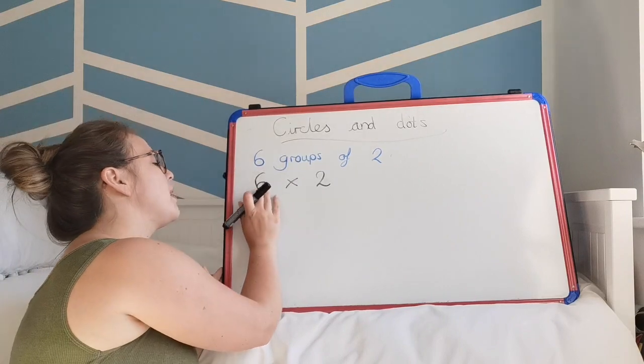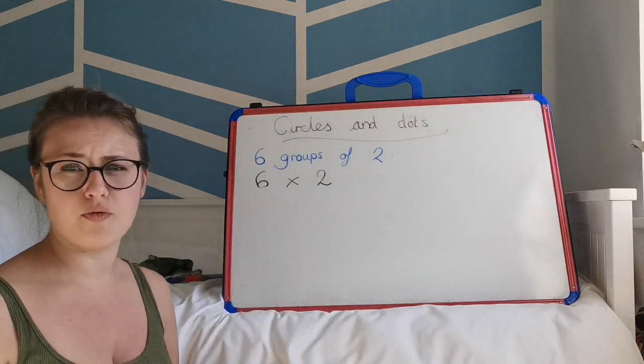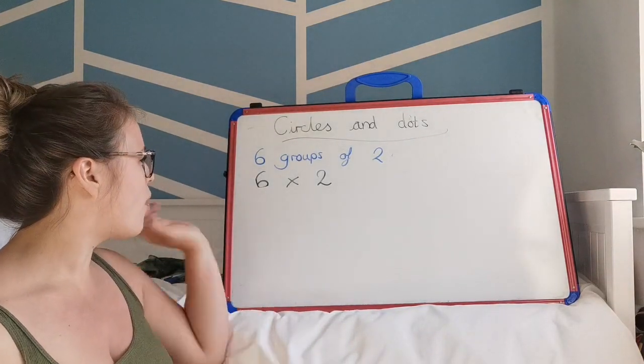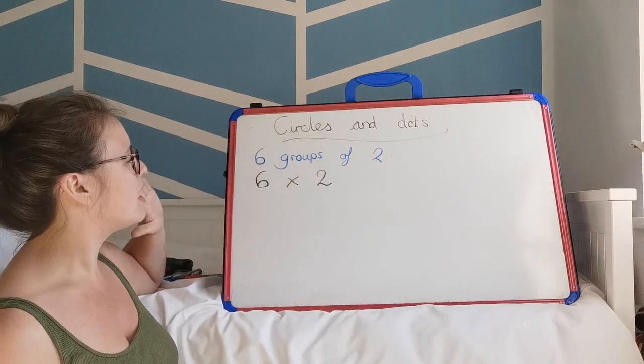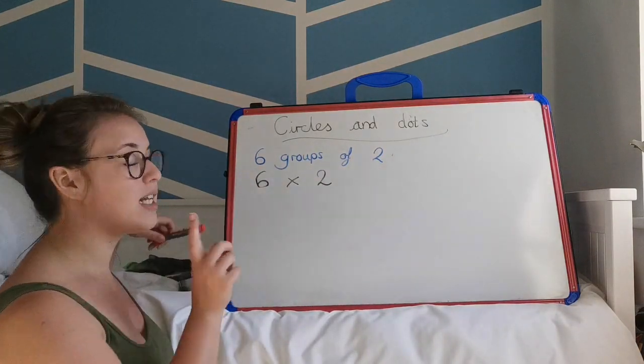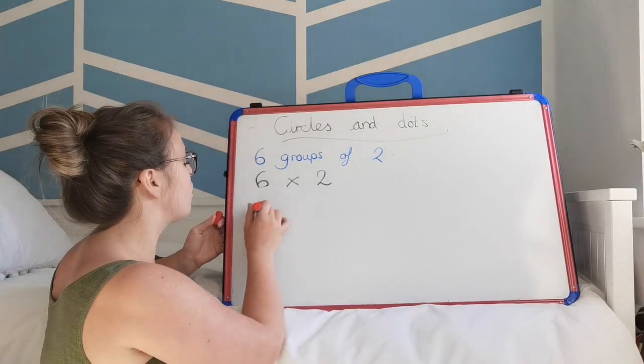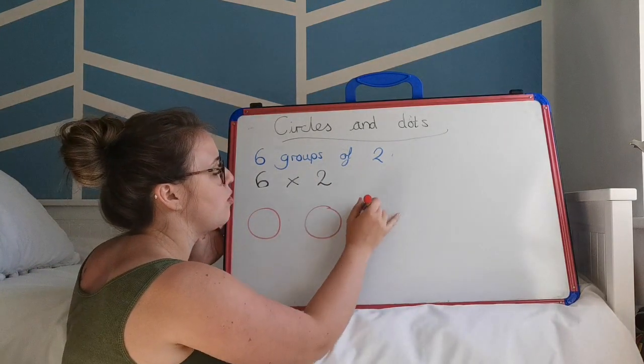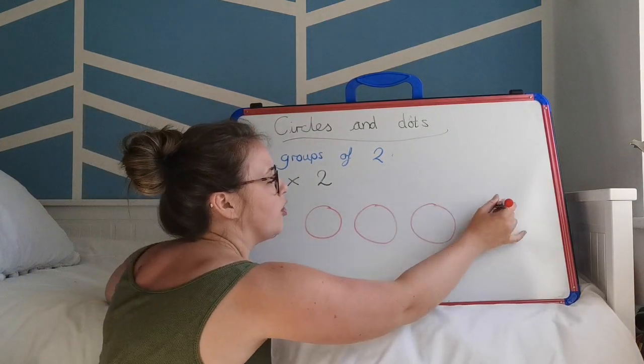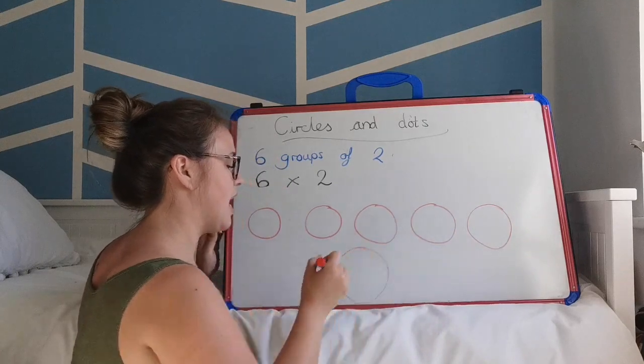So again, this is another pictorial strategy. This is a stepping stone for where we would like them to be at the end. But what I should expect them to do is be able to say, right, 6 groups of 2. That means I need 6 groups. They can draw 6 circles. 1, 2, 3, 4, 5, 6.